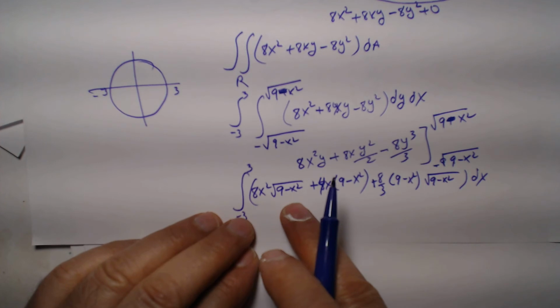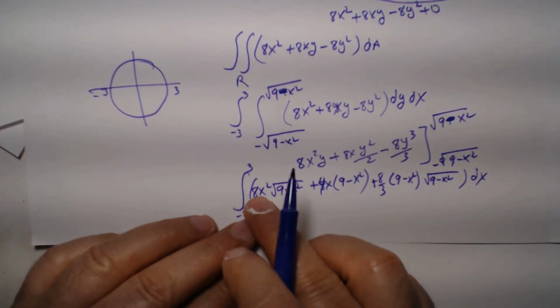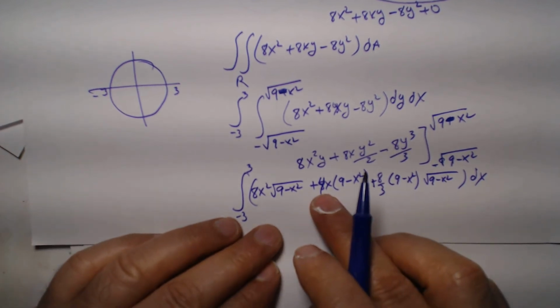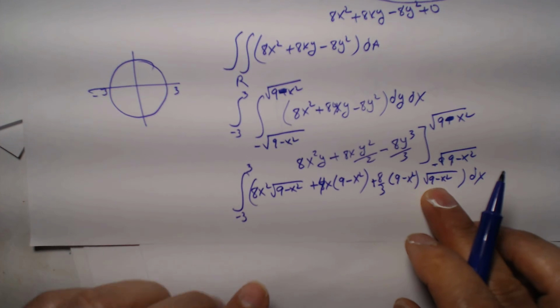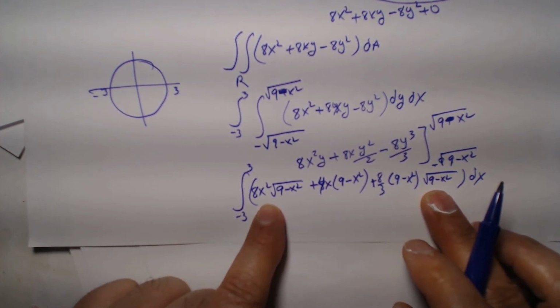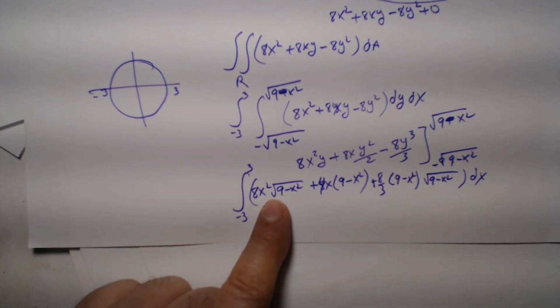Here you have to do u substitution, 9 minus x squared equal to u, and then solve for x squared in terms of u. But this one you can do with the power rule, and in here you can break it into 2. Some of it is going to be trig substitution and some of it is going to be similar to that one.